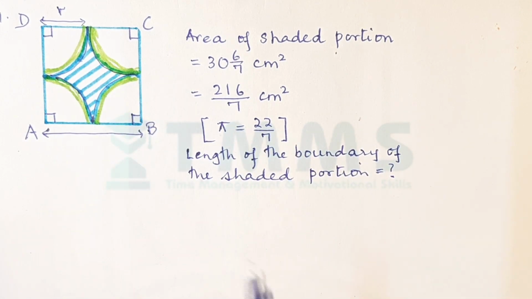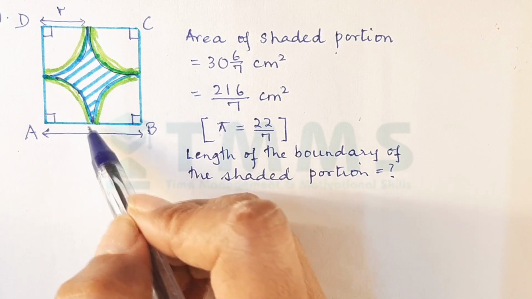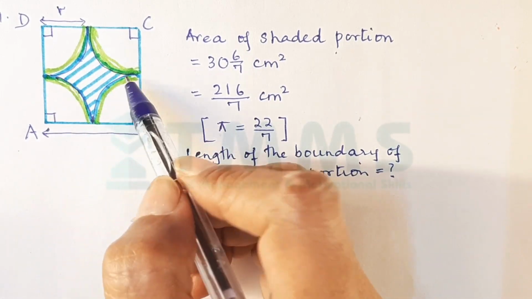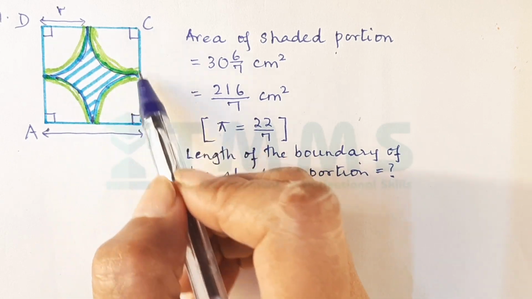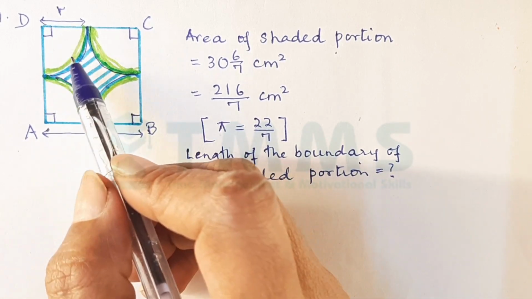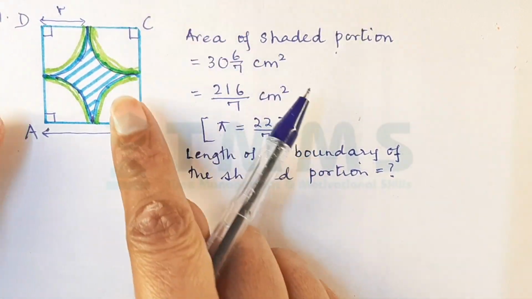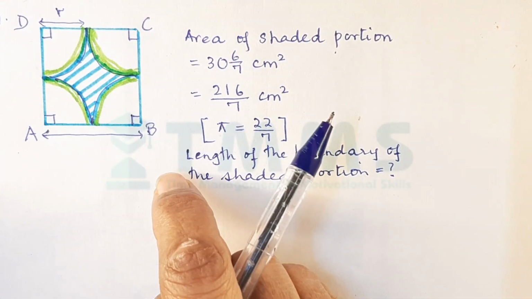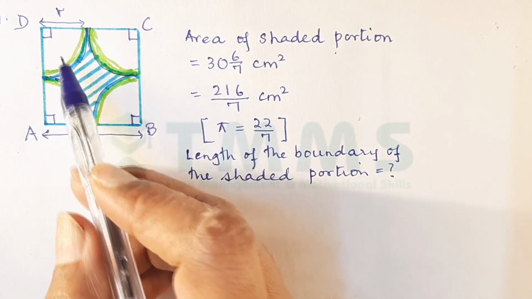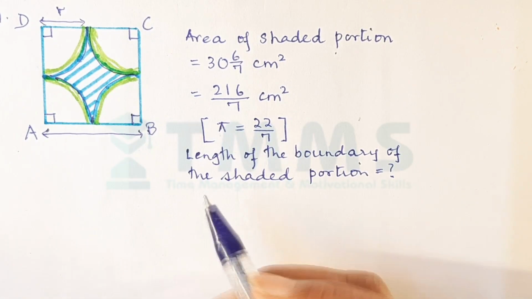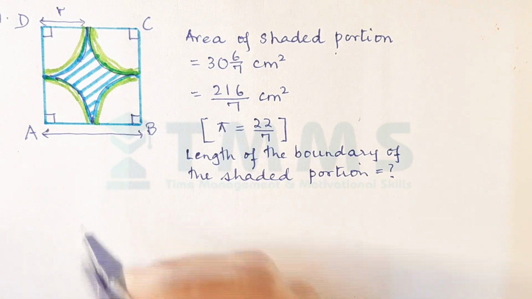So simply, I'm going to concentrate on the shaded area. Now, the shaded area is the area of the square minus this quadrant, this quadrant, this quadrant, this quadrant, which means the area of the square minus the area of 4 quadrants, right? So now let us write just that.